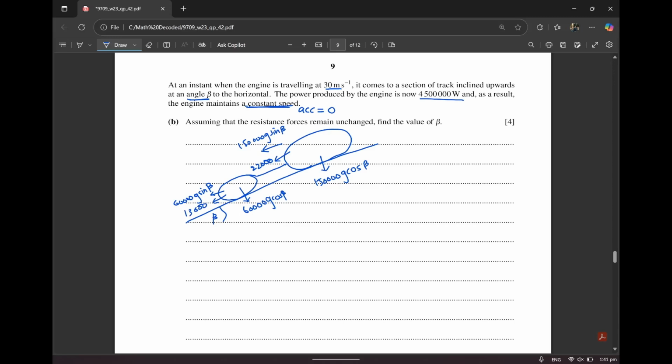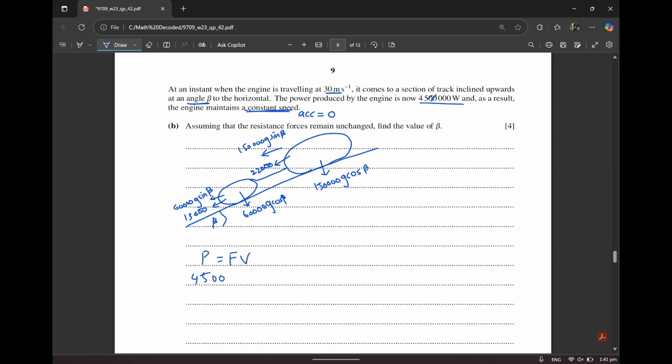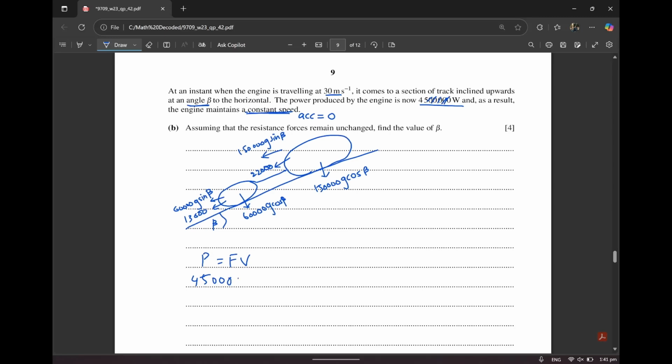Now, in this case, you are not given the driving force. So that's what I'll try to calculate over here. Just write down the formula. Power is equal to driving force into velocity. Power is 45 and so on, divided by the velocity, that is 30. That's going to give you a driving force of 150,000 newtons.